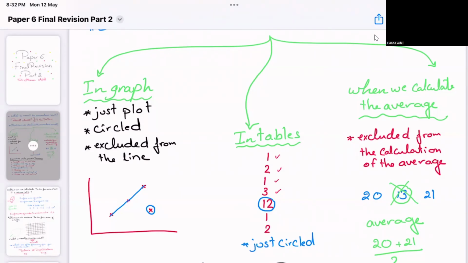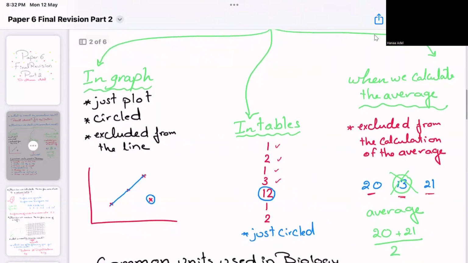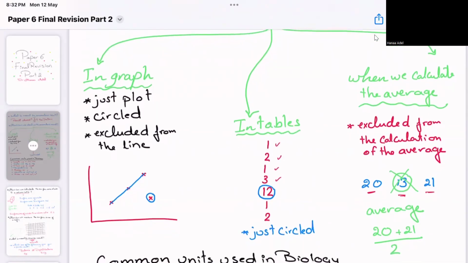But how can we deal with anomalous result when we calculate the average? If we have first trial, second trial, third trial, and one of them is anomalous, for example, the data 20, 13, and 21, which one of them is the anomalous? We can find 13 is the anomalous result. So we can exclude it from the calculation and make the average of the rest. Firstly, we exclude 13, and then we add 20 to 21 and divide by 2, so we can calculate the average.